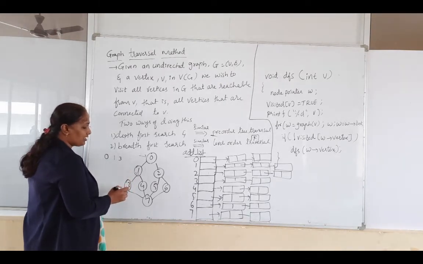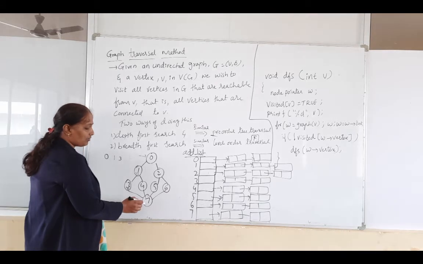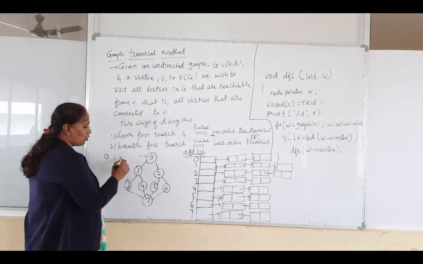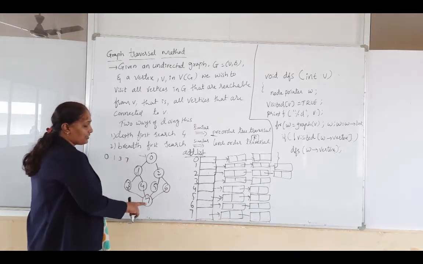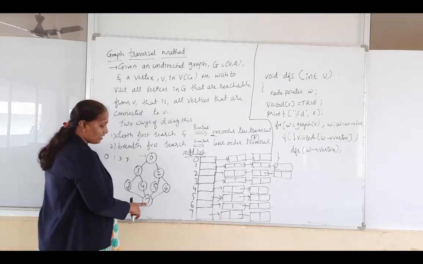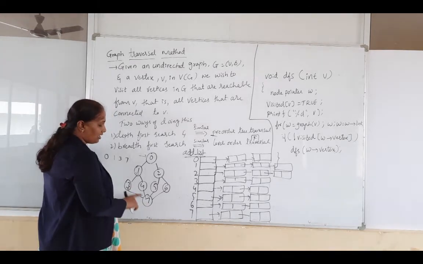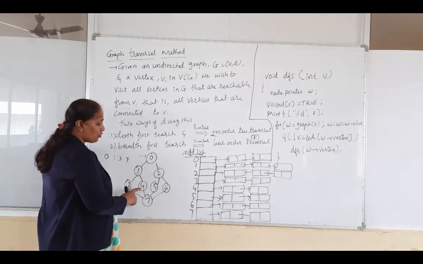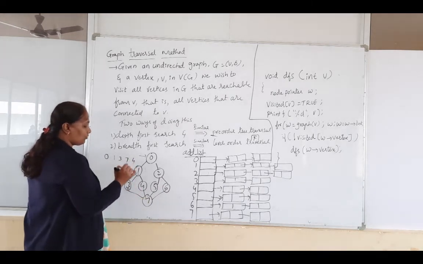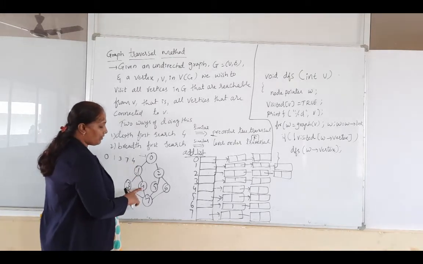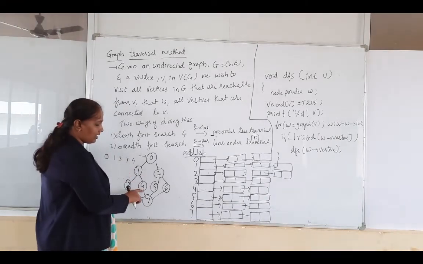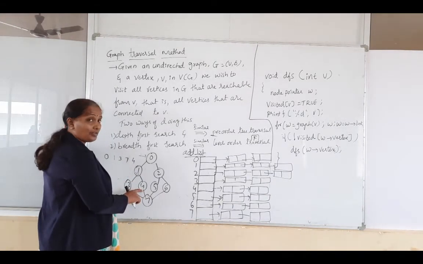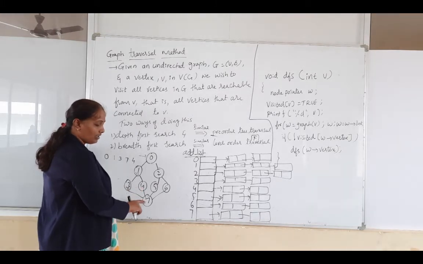Next, once I visit 3, what are the connected vertices of this 3? 7. So I am going to visit 7 next. Once I reach 7, the connected vertices are 3, 4, 5, 6, where 3 is already visited. 4 is not yet visited, so I am going to visit 4 now. The connected vertices of 4 are 1 and 7. Both are visited. Is any other unvisited vertex left from 4? No. So I am moving back.